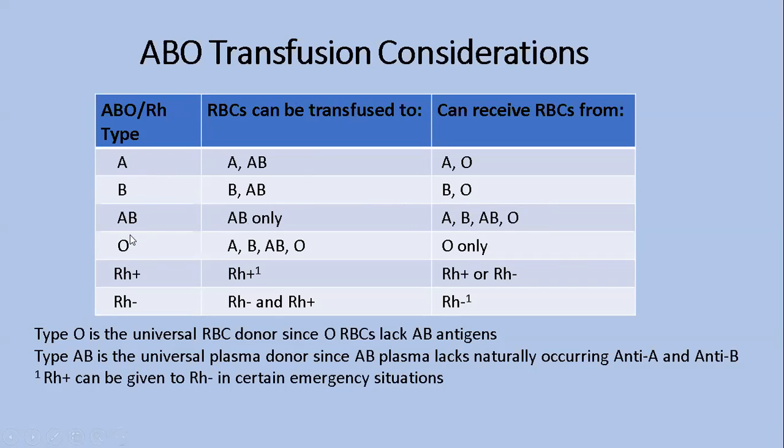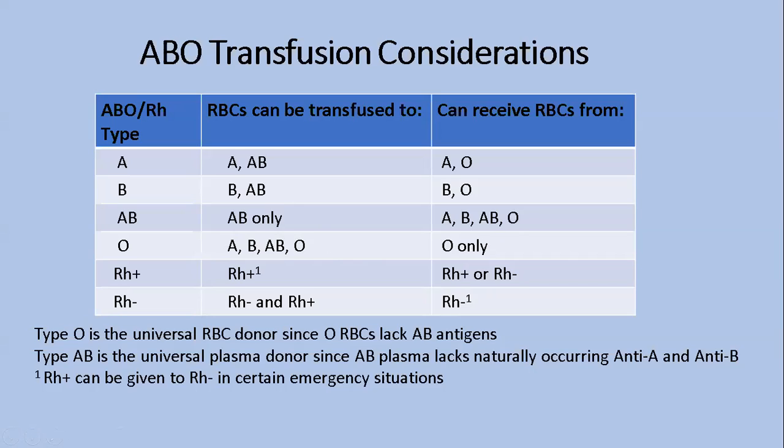Finally, with our ABO groups, group O, remember, is the universal red cell donor, so it can be given to anyone, type A, type B, type AB, or O, without harm. However, when we have an individual who is type O, they can only receive type O. Let's think about why.